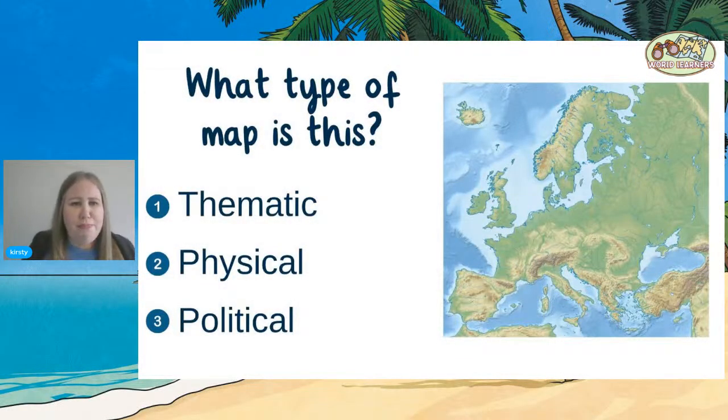What type of map is this? Right, we looked at maps last week, but can you tell me what type of map we've got here? Is this a thematic map? Is it a physical map? Or is it a political map? Can you remember the difference between those types of maps? What do you think?